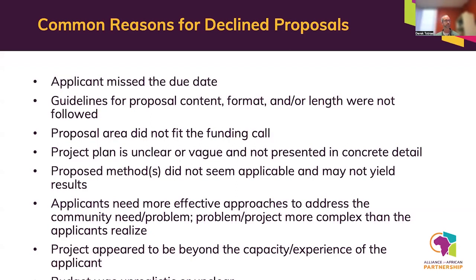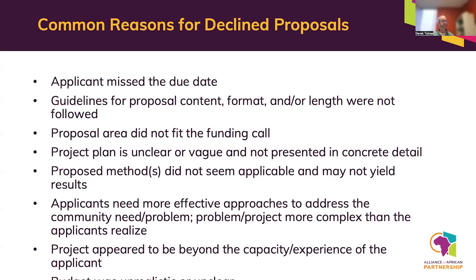So a big reason for a declined proposal is that the applicant missed the due date. So please do make sure that you have time to have all of the material ready to go and turned in on time. Guidelines for proposed content, format, and or length were not followed. So again, for this to be equitable, we need to apply the same rules to all of the proposals. So if any of those guidelines are not met, we do take that seriously. Proposal area did not fit the funding call. So again, make sure that the project proposed is in alignment with AAP's priority areas and pillars.